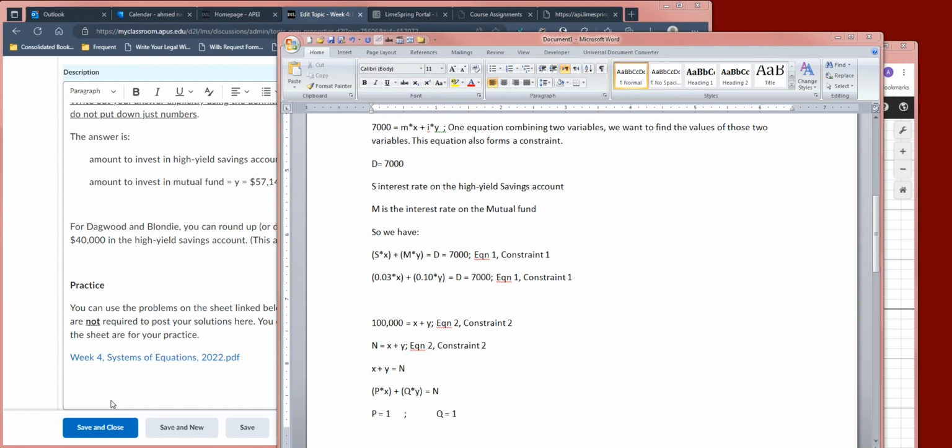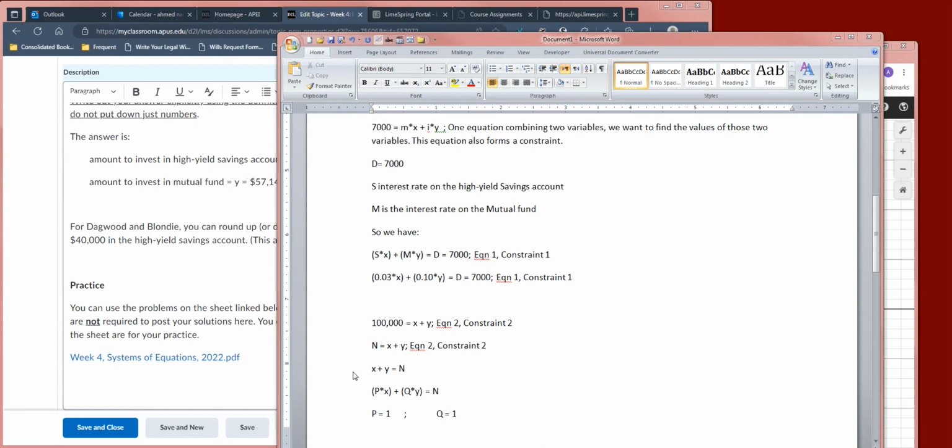Right? I hope that part is clear. If not, again, post to the discussion board or email me, or we can set up a meeting and I'll go over this with you. But understand this piece because this is important.